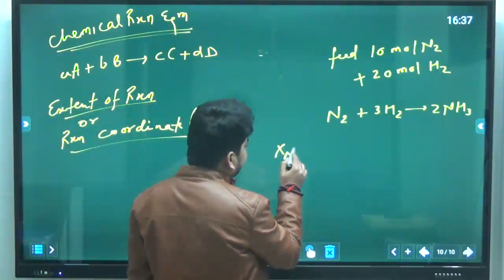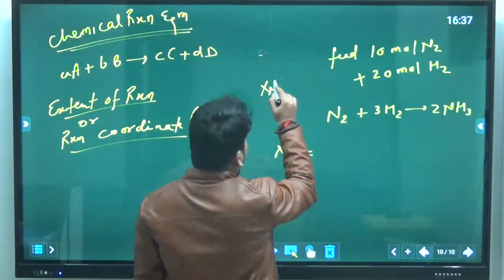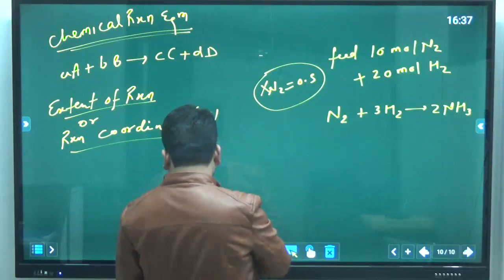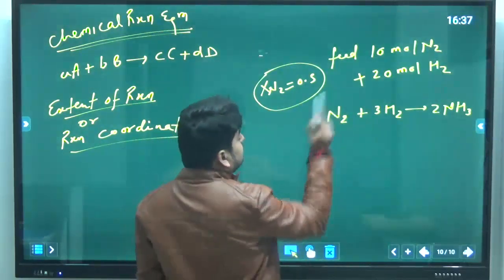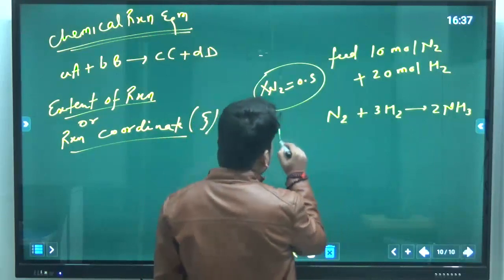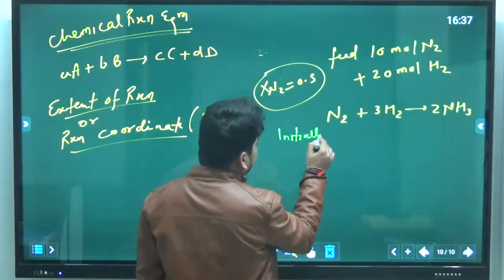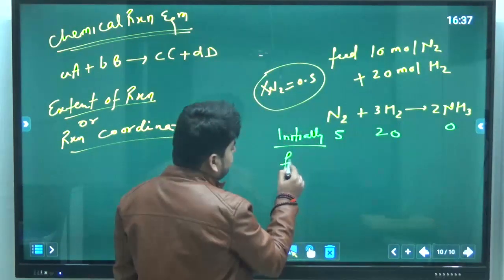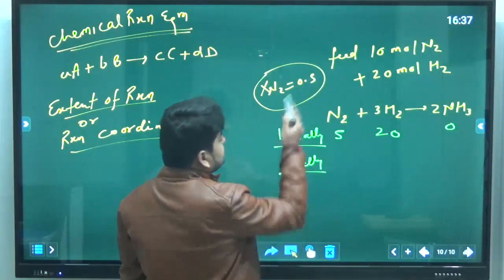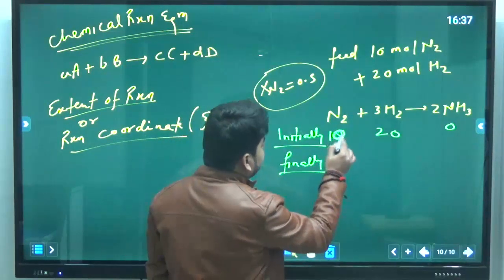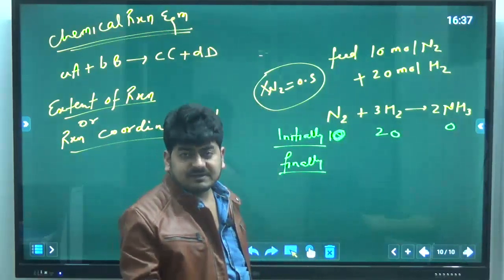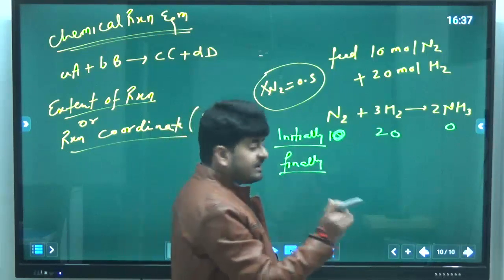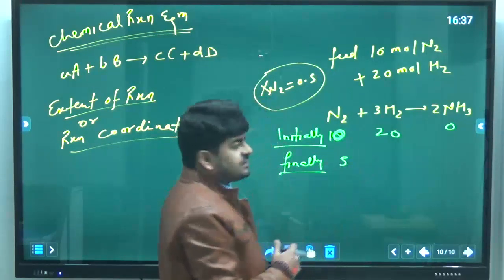So suppose the conversion of nitrogen is given as 0.5, that is 50%. So it means 5 moles of nitrogen has reacted. Initially we have 10 moles of nitrogen, 20 moles of hydrogen, 0 moles of ammonia. Finally, 50% nitrogen conversion is achieved. So it means 5 moles of nitrogen has reacted, so remaining will be 5.